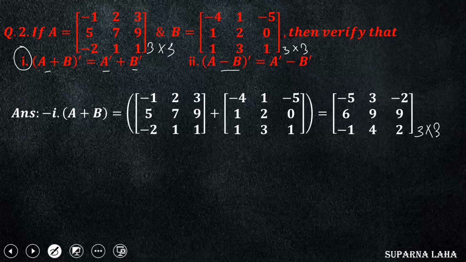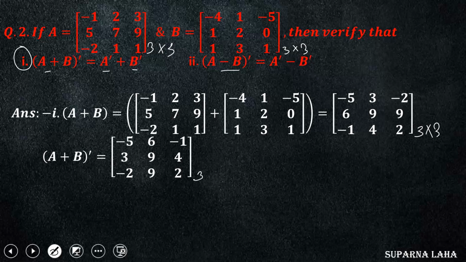And this is also a 3 by 3 matrix. Then take the transpose of A plus B. If you take the transpose, just change the rows into columns. So you will write -5, 6, -1, 3, 9, 4, -2, 9, 2. This is the matrix after taking the transpose of A plus B. Now you need to check that these two values are equal. So you need to find A transpose plus B transpose.